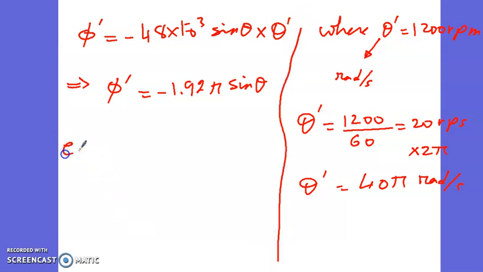Now E equal, not E average, E equal minus phi prime, which means that E equal 1.